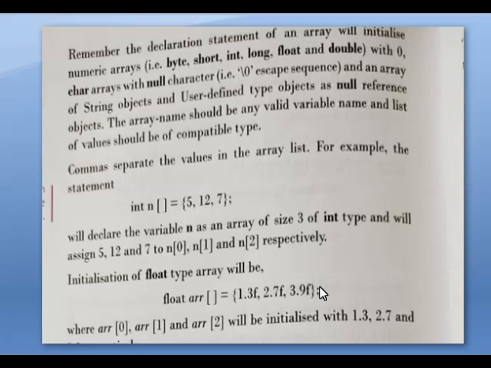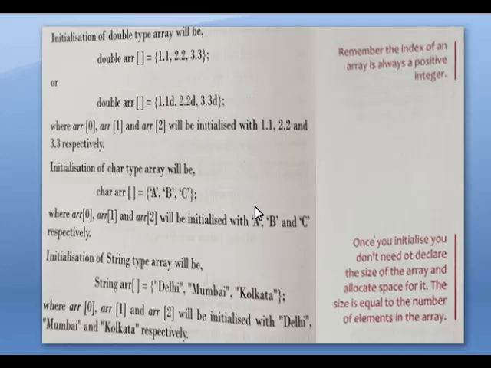Now we are going to see how to declare a double type array. Double type means you have to give the double type here, then the array name, and the double values inside the curly braces, where all the values will be separated with a comma.